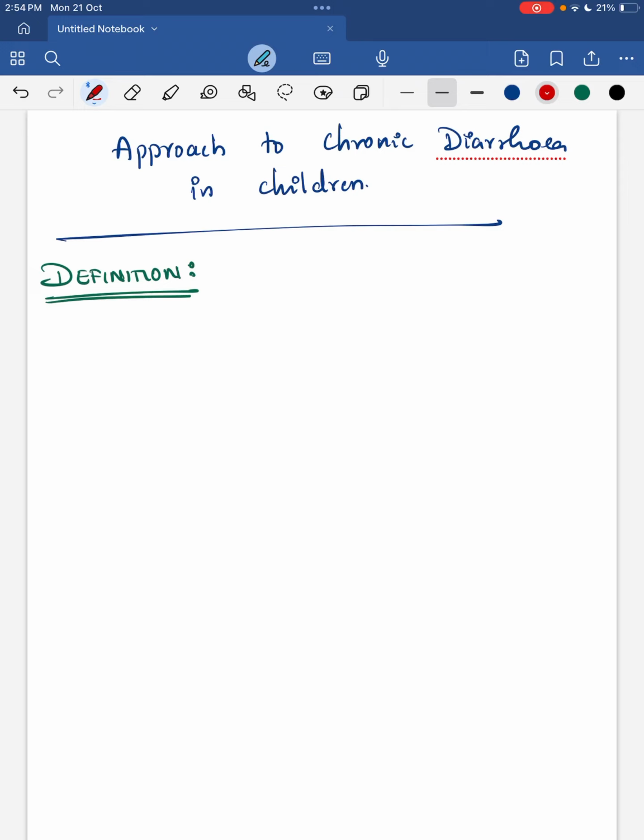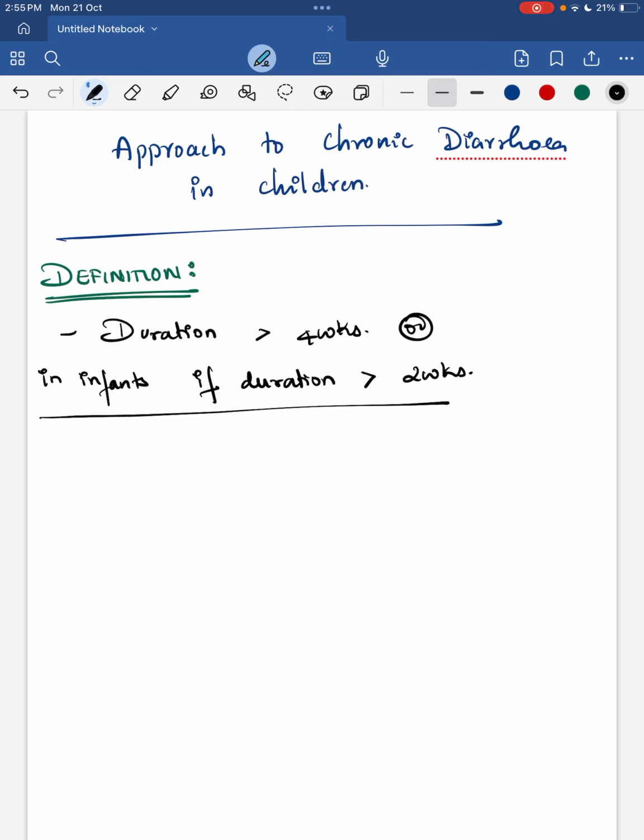So, talking about the definition of chronic diarrhea. When you call the child to have chronic diarrhea, that is when the duration is lasting for more than 4 weeks, or in infants, if the duration is more than 2 weeks, it is considered chronic diarrhea. First point. Second point is it is usually non-infectious and it is associated with malabsorption.